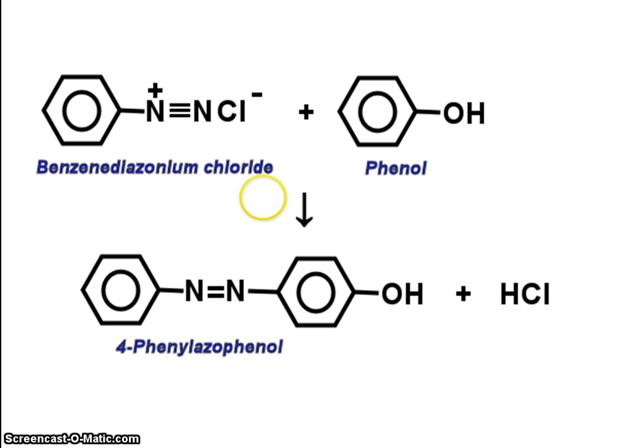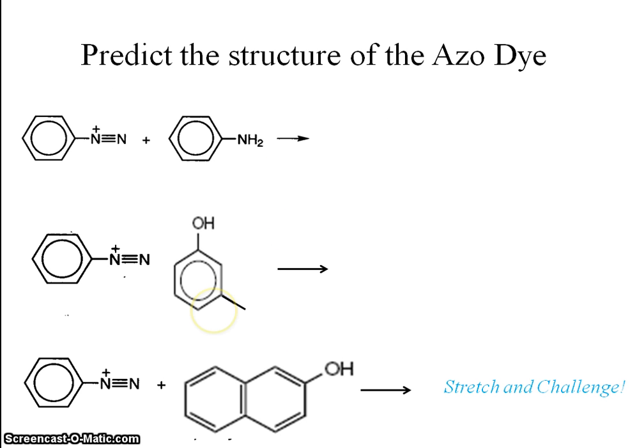Here it is again, you've got the benzene diazonium ion, substitutes position number 4 for phenol, giving us the azo dye. Have a go at these similar examples.